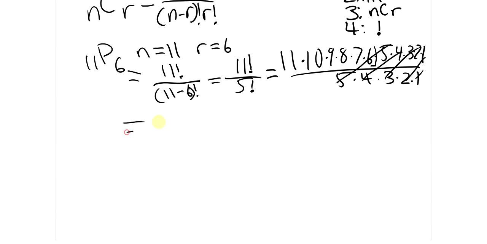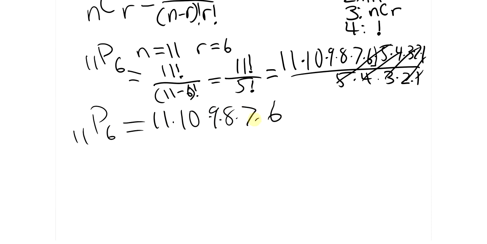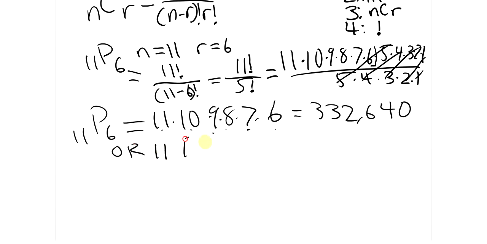So we are left with 11P6 equals 11 times 10 times 9 times 8 times 7 times 6. So when we're choosing 6, we go down 6 from 11 in the factorial. And when you multiply that out, it is 332,640. And if you do it on your calculator, it's 11, then find the nPr button, 6, and you should get the same answer. That's for the calculator.